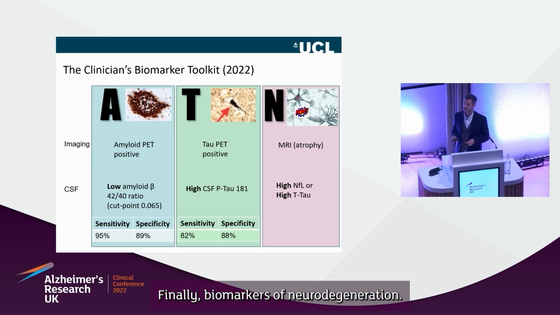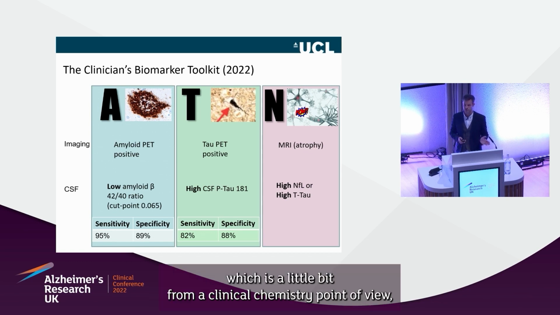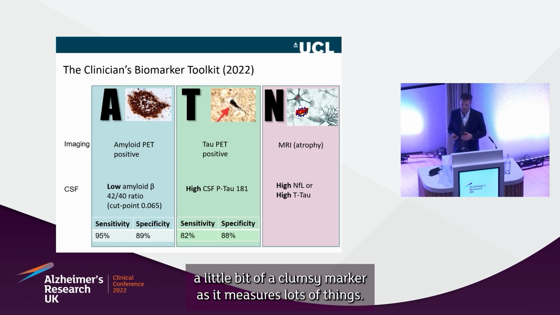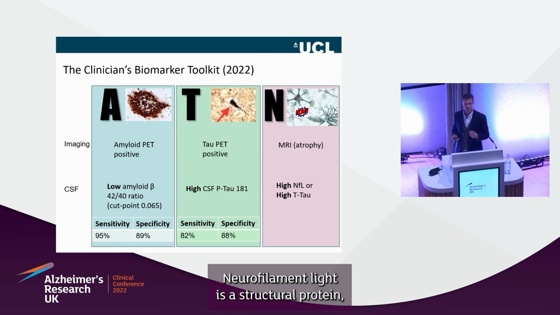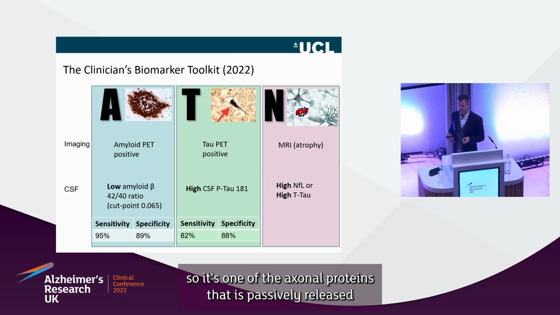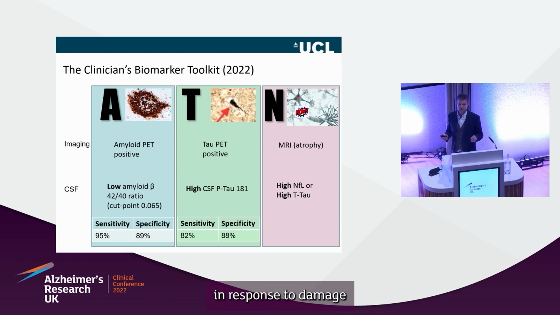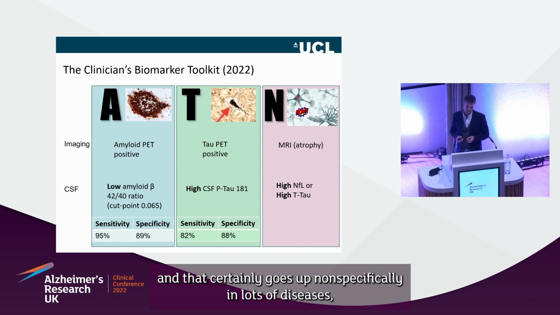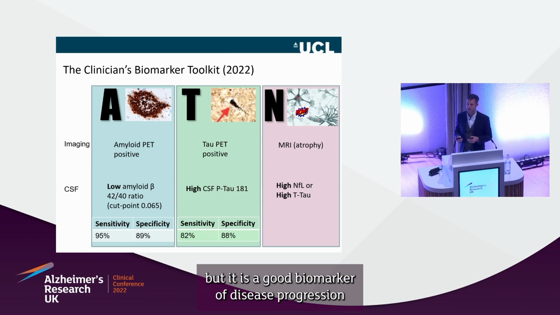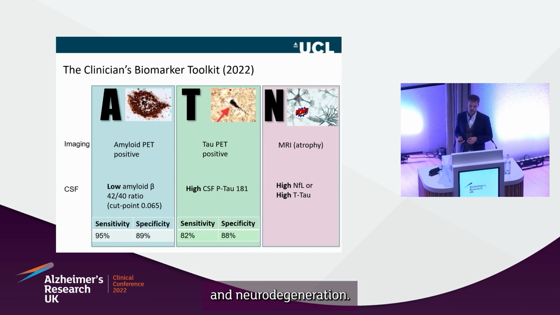And finally, biomarkers of neurodegeneration. So you have total tau, which is, from a clinical chemistry point of view, a little bit of a clumsy marker as it measures lots of things. Neurofilament light is a structural protein, so it's one of the axonal proteins that is passively released in response to damage. And that certainly goes up non-specifically in lots of diseases, but it is a good biomarker of disease progression and neurodegeneration.